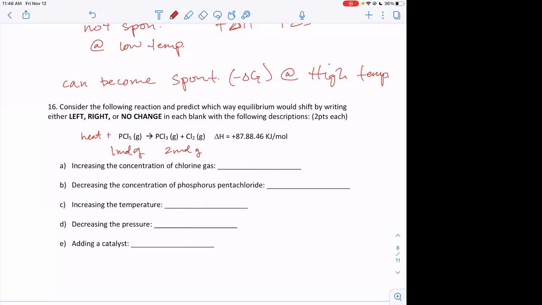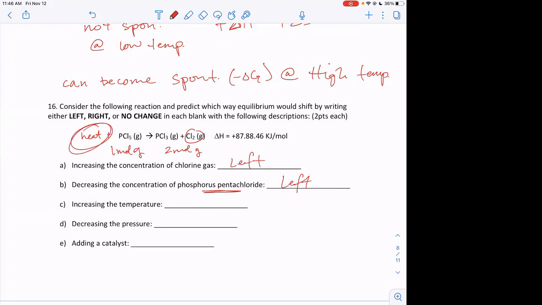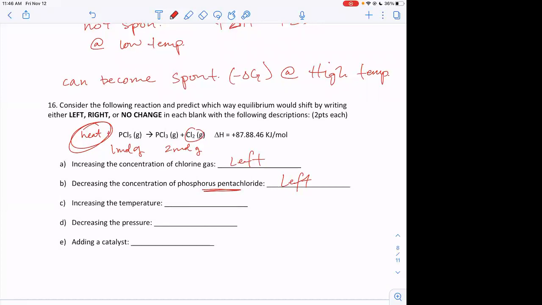So increasing the concentration of chlorine, if we increase a product, it's going to shift towards reactant, so it would shift left. If you decrease the concentration of phosphorus pentachloride, which is a reactant here, it's your only reactant, it's going to shift towards the reactants to replace what we took away. So again, it would shift left. If we increase the temperature, we're increasing a reactant because heat is a reactant. So it'll shift towards the products. So here it would shift right.